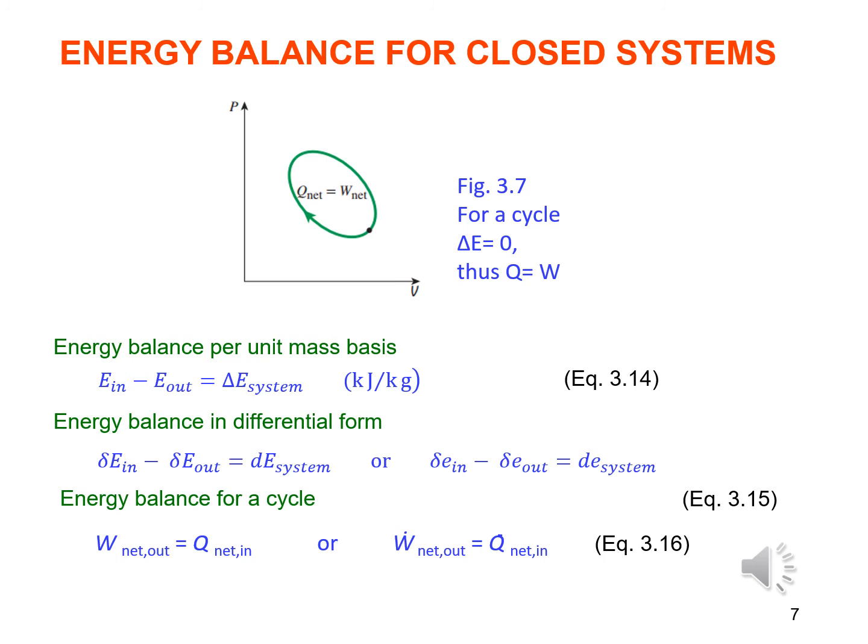For a closed system undergoing a cycle, the initial and final states are identical, and thus ΔE_system = E2 minus E1 = 0. Then, the energy balance for a cycle simplifies to E_in minus E_out = 0, or E_in = E_out. Noting that a closed system does not involve any mass flow across its boundaries, the energy balance for a cycle can be expressed in terms of heat and work interactions as equation 3.16. That is, the net work output during a cycle is equal to net heat input, see figure 3.7.